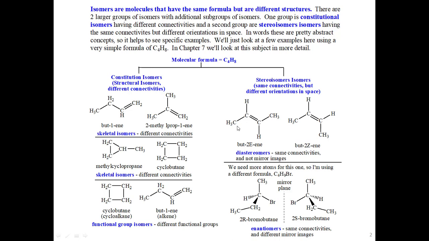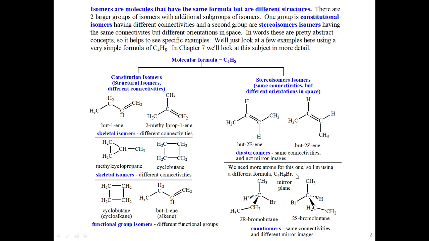So in this case, the two methyls are on opposite sides, which we call trans, or more commonly E. And if you look at these two methyls, they're on the same side, which we could call cis, or more officially, we call it Z. Okay, that's a little better way to do it. These are called diastereomers because they're not mirror images. Okay, they're different stereoisomers, but they're not mirror images.